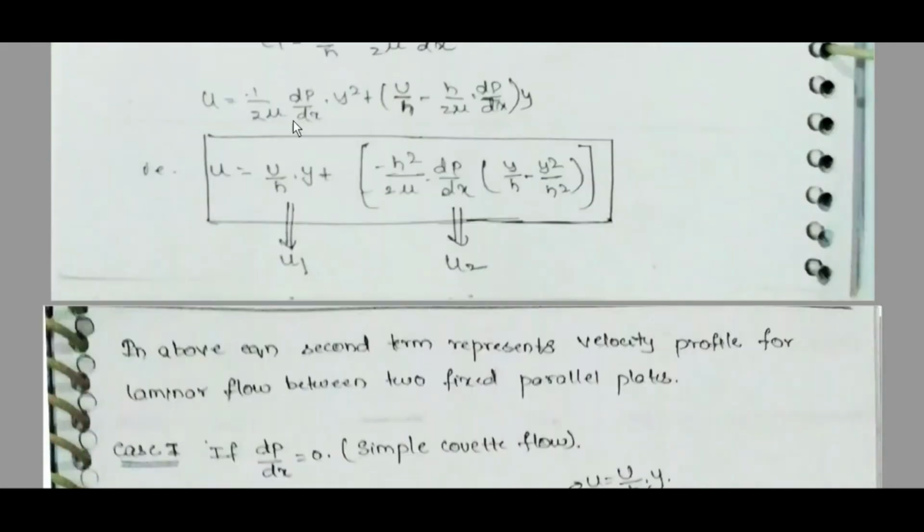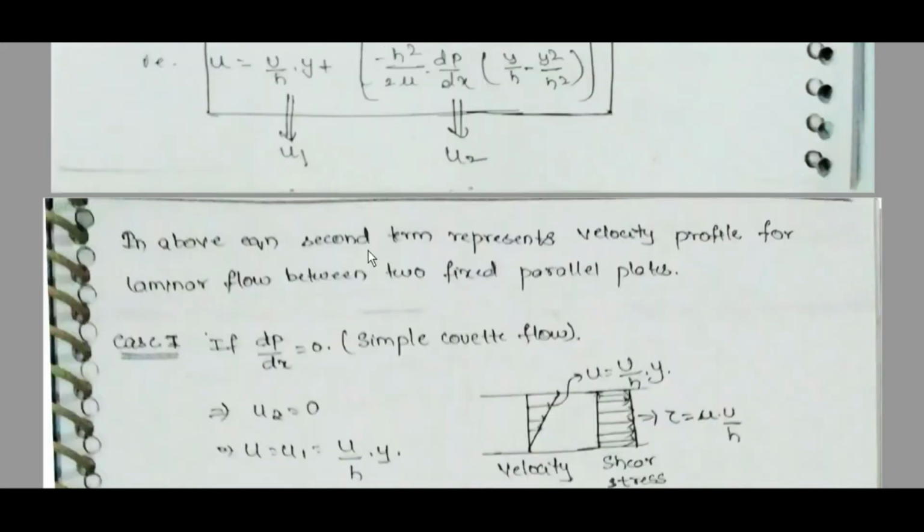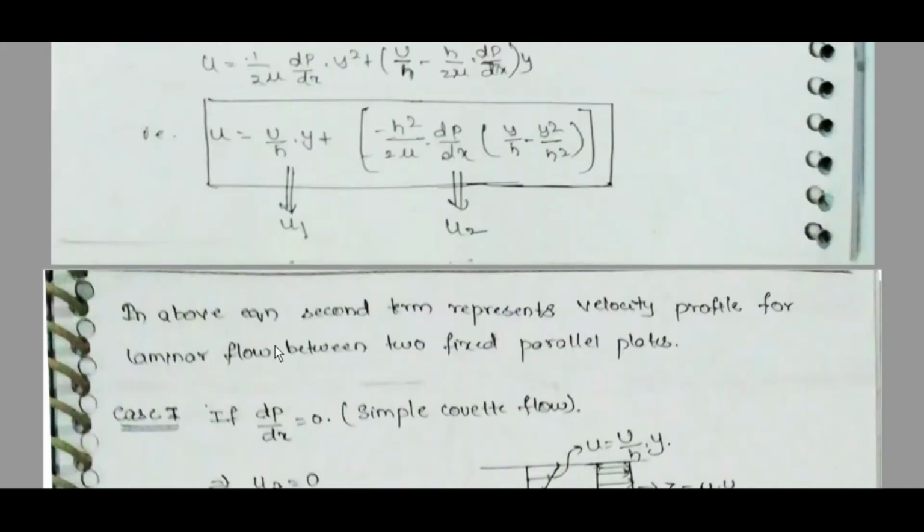U is equal to 1 by 2 mu dp by dx into y square plus U by h minus h by 2 mu into dp by dx into y. So u is equal to U by h into y minus h square by 2 mu dp by dx into y by h minus y square by h square. In the above equation, the second term represents the velocity profile for laminar flow between two fixed parallel plates.